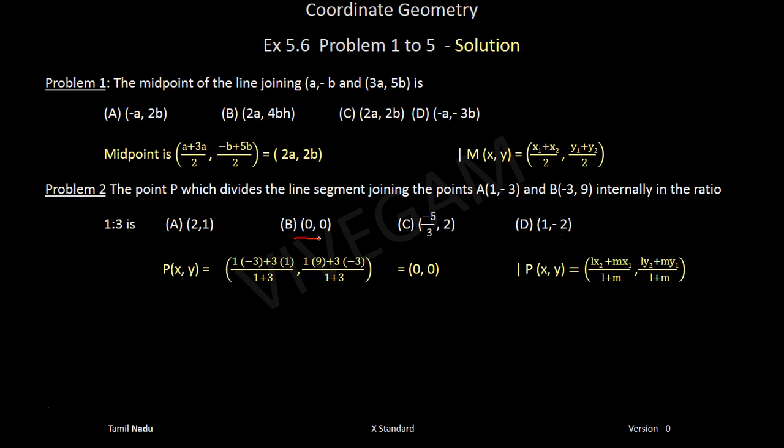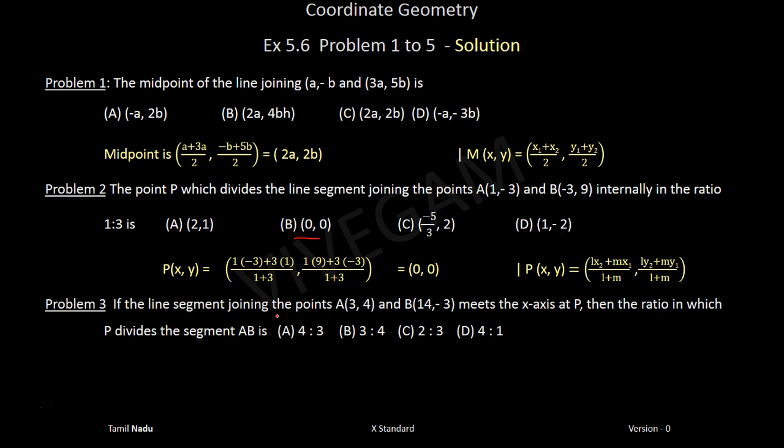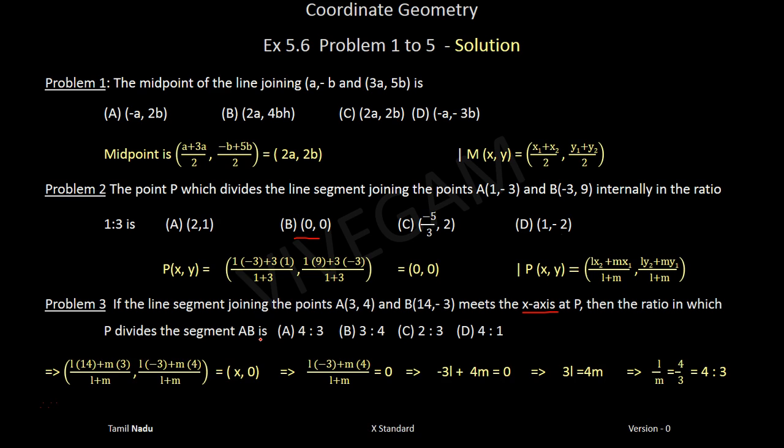Now let's do the third sum. If the line segment joining the points A(3, 4) and B(14, -3) meets the x-axis at P, then the ratio in which P divides the segment AB is 4:3, 3:4, 2:3 or 4:1. The key point is that it meets the x-axis. Maybe we can underline this, and the ratio in which P divides the segment. Okay, now let's do that.